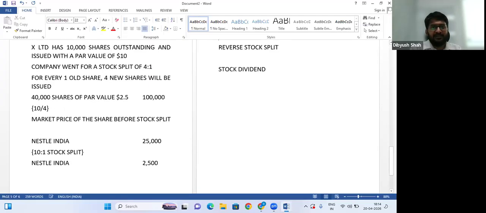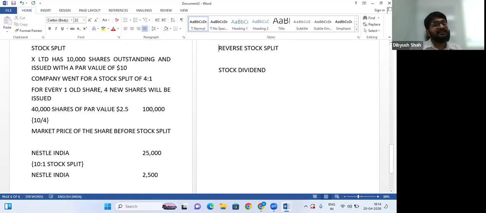Then you have reverse stock split. It is the opposite of stock split. See the name also, reverse. Same example.